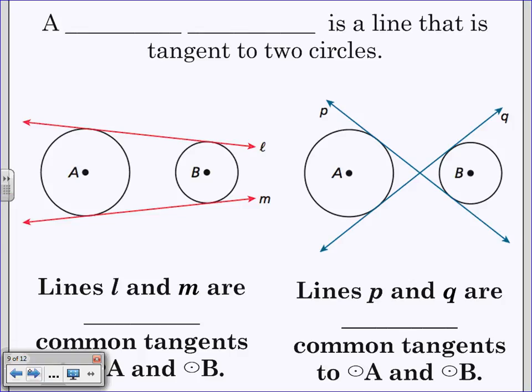Okay, one other thing I want to show you is if we have two circles that are separated from each other, and we draw a tangent line to both of those circles. This would be known as a common tangent, because circle A and circle B have the same tangent line in common.